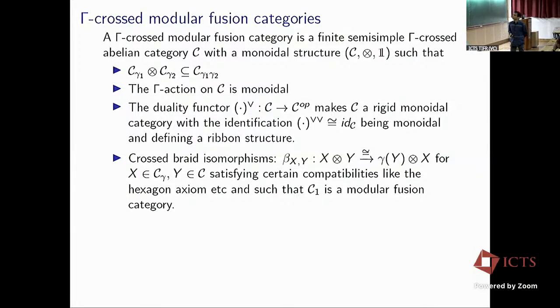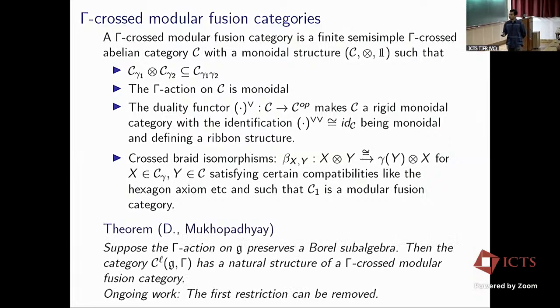And now we saw that this category, which is obtained if you have a finite group acting on a simple Lie algebra, gave us a gamma crossed abelian category. Our main result is that this is not just a gamma crossed abelian category, but it naturally has the structure of a gamma crossed modular fusion category. And the rest of the talk will be about how to get this additional structure.